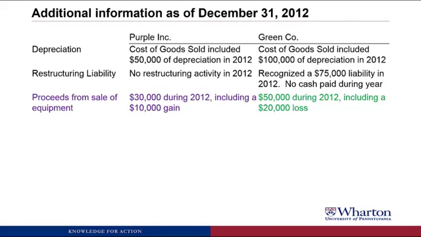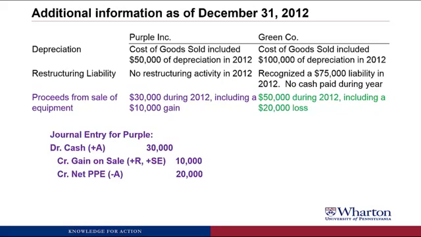Next, both companies had proceeds from selling equipment during 2012. Purple sold equipment for $30,000, which included a $10,000 gain over the book value of the equipment. Green sold equipment for $50,000, which included a $20,000 loss over the book value of the equipment. Now I'm going to show you the journal entries here just to make clear how this works. We're going to revisit this topic later in the course.